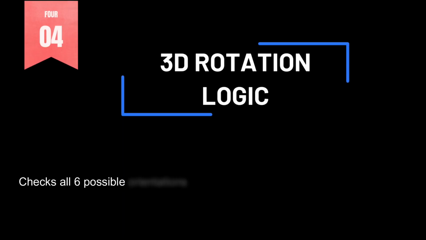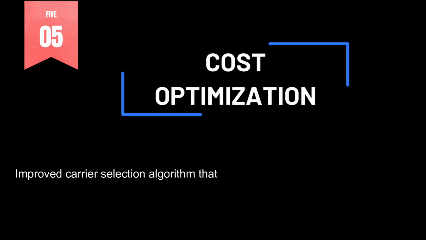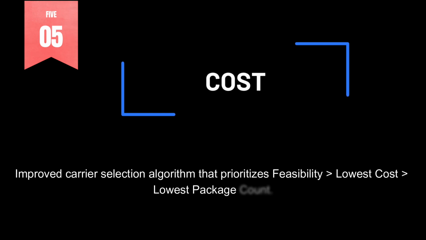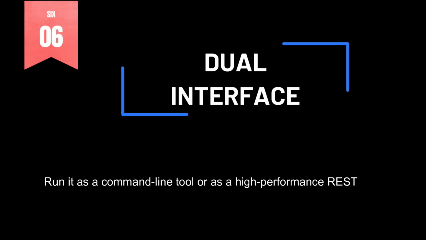Checks all 6 possible orientations of an item to see if it fits into a carrier's slot. Improved carrier selection algorithm that prioritizes feasibility over lowest cost over lowest package count. Run it as a command line tool or as a high-performance REST API.